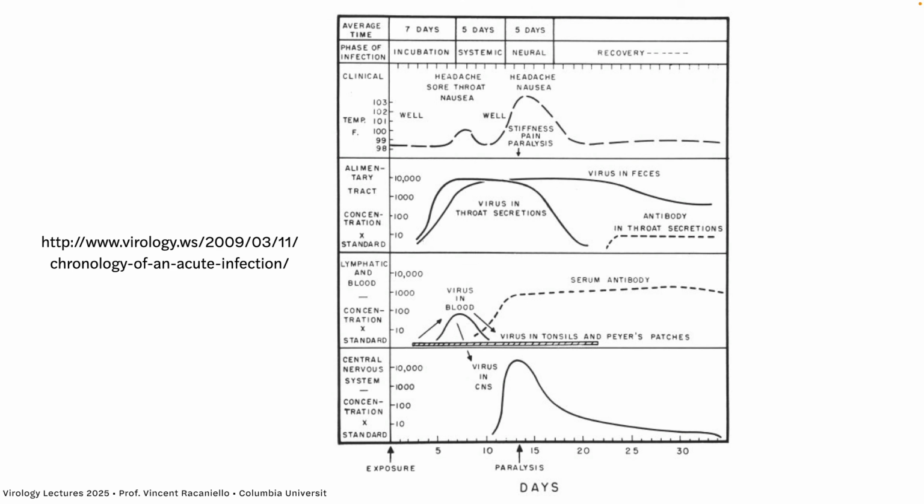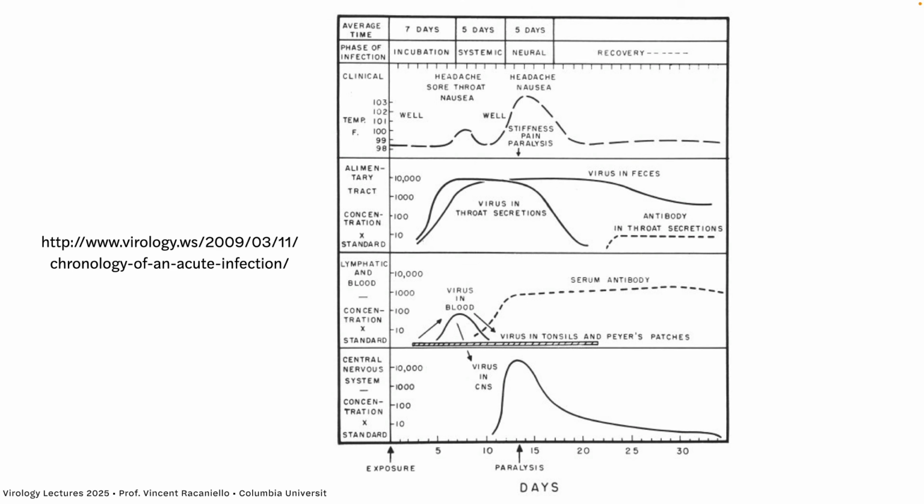So let's see here. We have days on the x-axis and different things on the y. So here, the temperature. This is exposure here. After about 7 days, that's your incubation period. You don't feel anything. Then you get a headache, sore throat, nausea. You get a spike in fever. And for most people, that's it. It's the end of the infection. They shed virus in the saliva and in the feces for a long time. You can see over a month. There's virus in the blood.